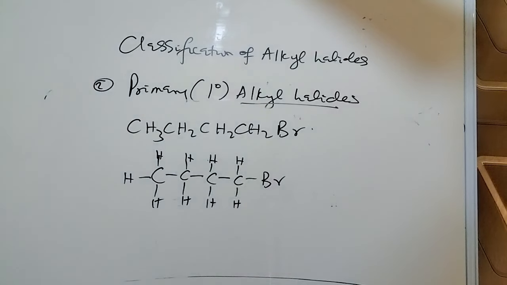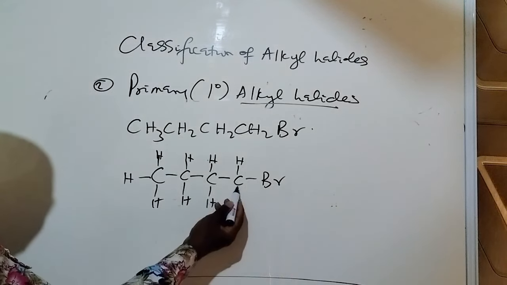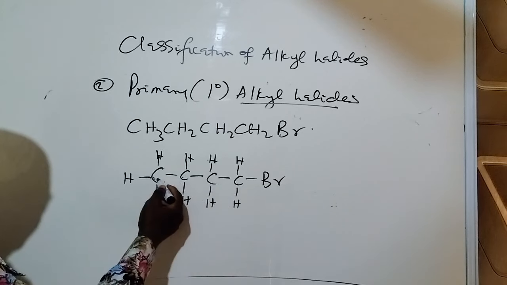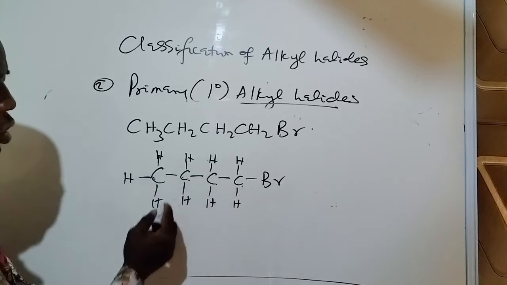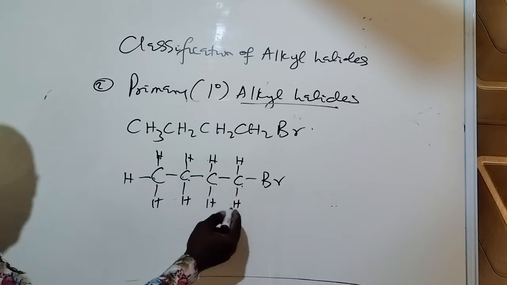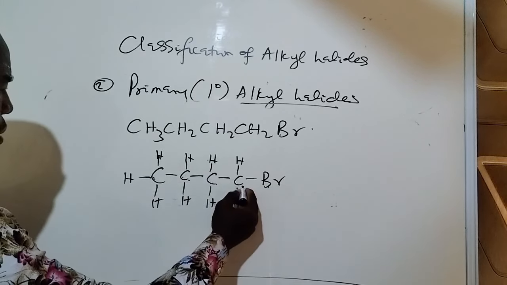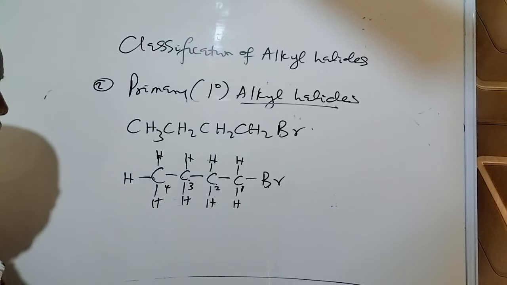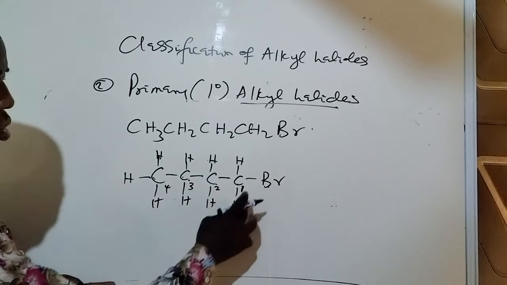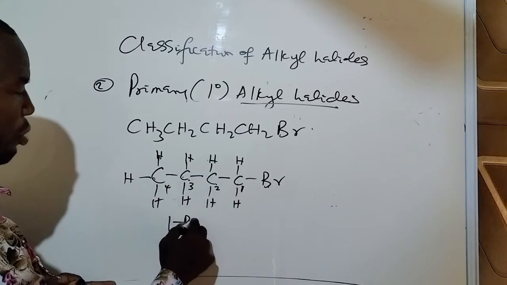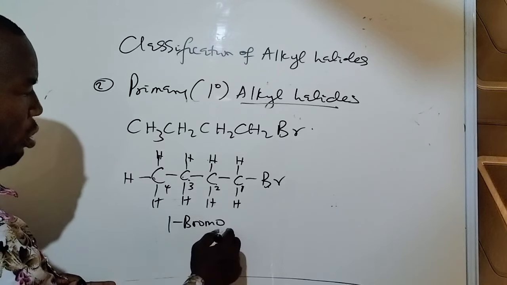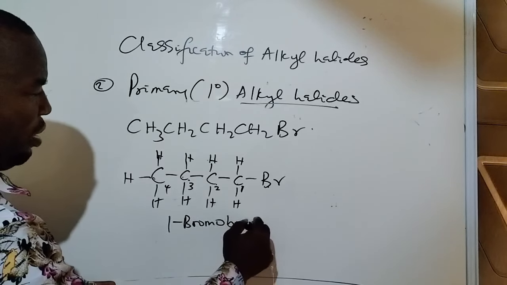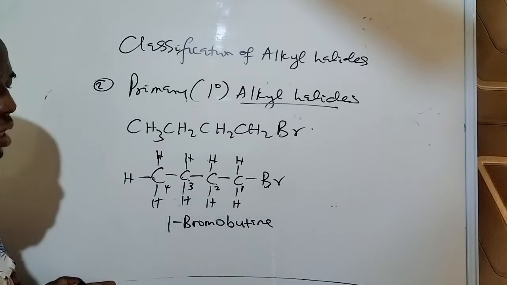So let's get the name first. The longest carbon chain is 4. 1, 2, 3, 4. There are no branches, only a straight chain. You number the carbon that is close to the halogen as number 1. So 2, 3, 4. So there are 4 carbon, and an alkane that has 4 carbon is called butane. So this is now called 1-bromo, because the bromine is on number 1. 1-bromobutane. The words are joined together. Then this is the IUPAC name.